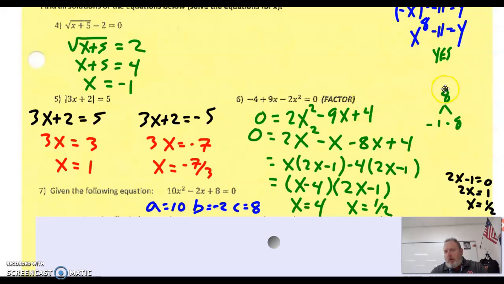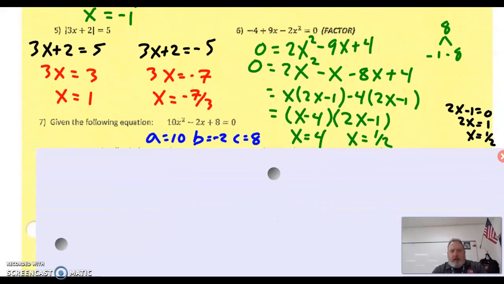So 2 times 4 was 8. 2 numbers that multiply to 8 and add up to -9 are -1 and -8. So you can see I rewrote my middle term as those 2 numbers. Factor this by parts, so take an x out. Get -4 out here. So you see I got a common factor now, 2x minus 1. So now I get to my factors, and we find out that x is 4 and x is 1/2. So again, I took this factor here, set equal to 0, and solve. That's where the half came from.